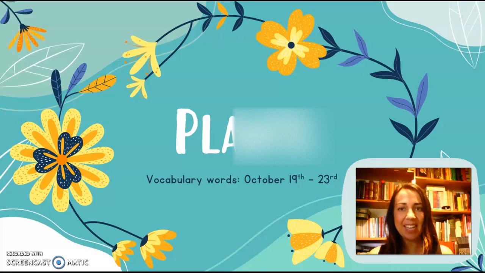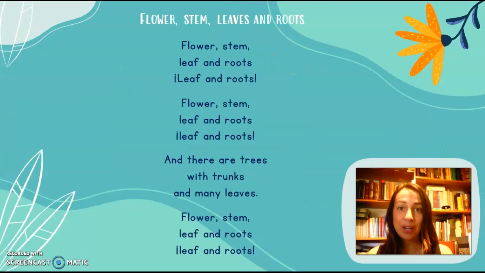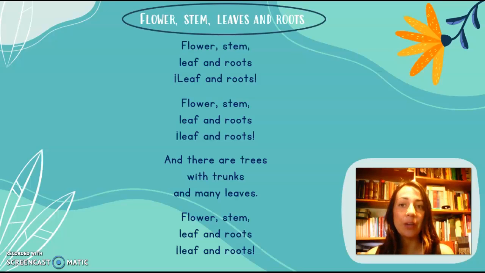I'm Miss Trini from Kindera, and today I brought vocabulary words about the parts of the plants. Before learning those words, we're going to read this poem. The title of this poem is Flower, Stem, Leaves, and Roots, and it is now circled in blue at the top of the poem.